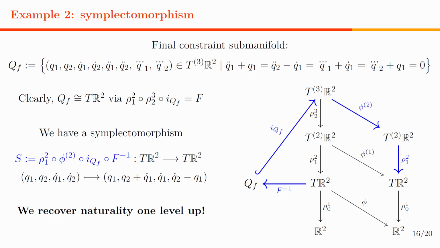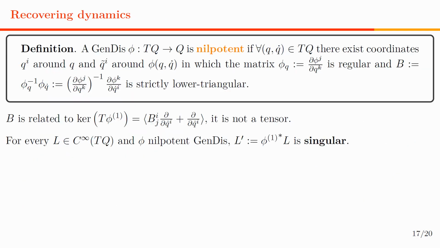So in particular, what is different from the usual setting? Usually we have a diffeomorphism at the level of the configuration space, which lifts to a symplectomorphism at the level of tangent, or cotangent if we are working in the Hamiltonian framework. In this case, we don't have a map on the base, but we recover a symplectomorphism at the level of the final constraint manifold.